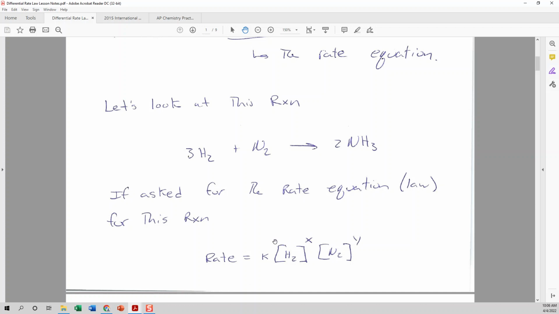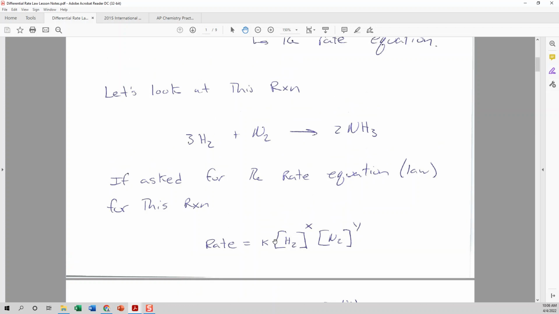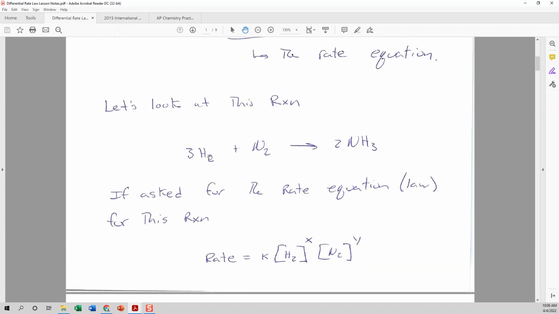That's what I would need to represent. All right, so let's talk about what those are. Okay, so notice that I didn't automatically come here and put a 3 for X, and I didn't put a 1 for Y. Maybe it's 3, maybe it's 1, probably not, but what we want to get away from is the rate law, writing the rate law.